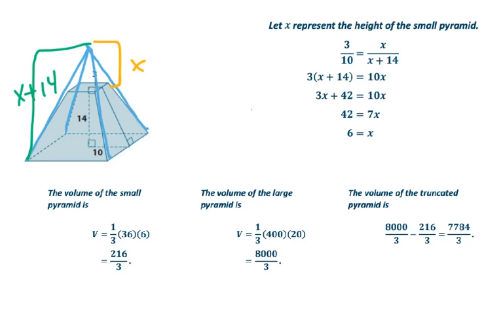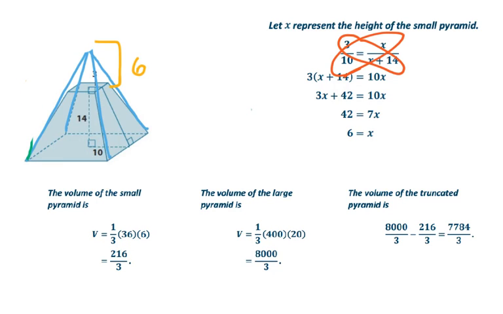And then with some cross products, super useful, right? Cross products, you end up with 3 times the quantity x plus 14 equal to 10x. And when you solve that, we now know that x is equal to 6. So I'm going to update over here a little bit. That's 6.